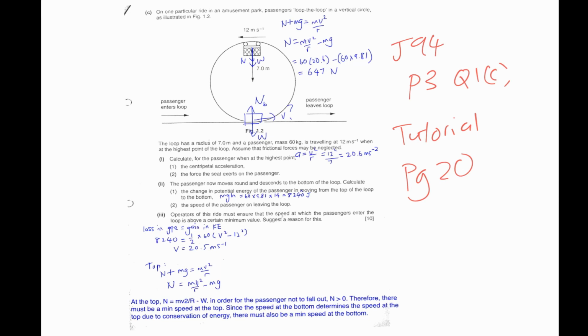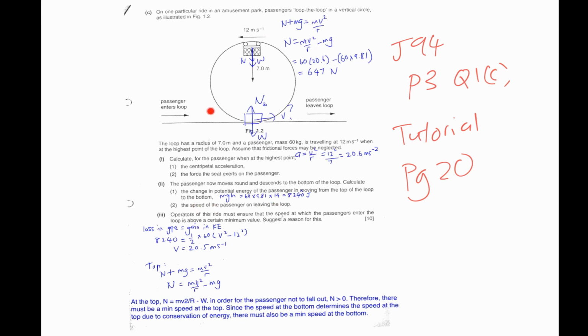Part 2, the passenger now moves round and descends to the bottom of the loop. So let's assume that the passenger now goes down. What is the change in potential energy? So that is straightforward, mgh. But don't forget, the change in height from top to bottom is 14 meters, 7 plus 7. So it's just mgh.